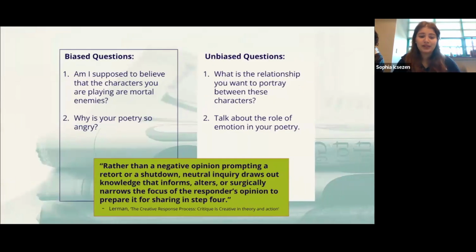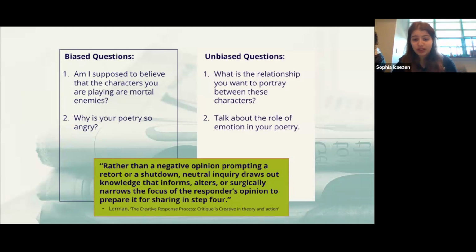Okay, so here are a few examples of effective neutral questions versus biased questions. So I'm going to read and compare them. Firstly, am I supposed to believe that the characters you are playing are mortal enemies? Versus, what is the relationship you want to portray between these characters?